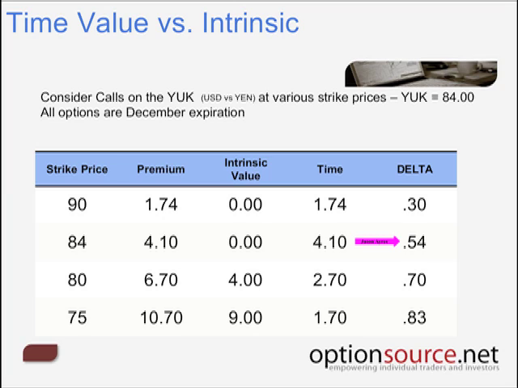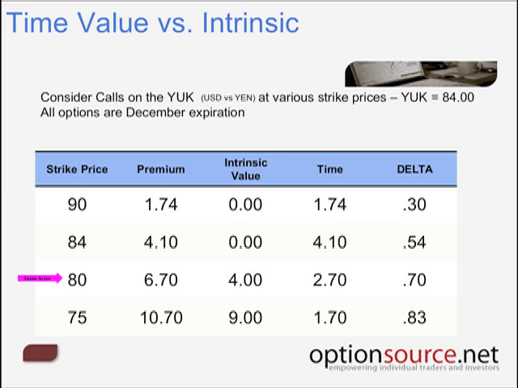So again, now that we're at the money, you can see that the listed delta of that particular option contract at the time was 0.54. So that falls in line with that general rule of thumb that I suggested with respect to an at-the-money option contract having a delta of around 0.50, give or take, depending on what contract you're looking at or what security you're looking at.